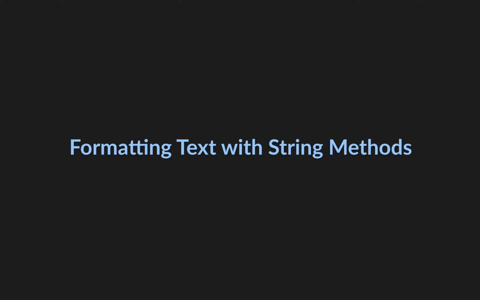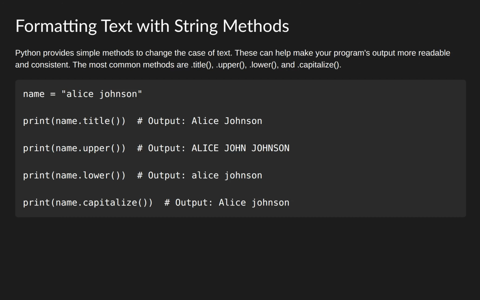Formatting text with string methods. Python offers straightforward methods to change the case of text, making your program's output clearer and more consistent. The most commonly used functions are .title, .upper, .lower, and .capitalize. In this example, we assign the string Alice Johnson to the variable name.